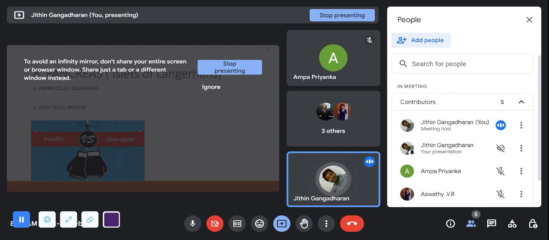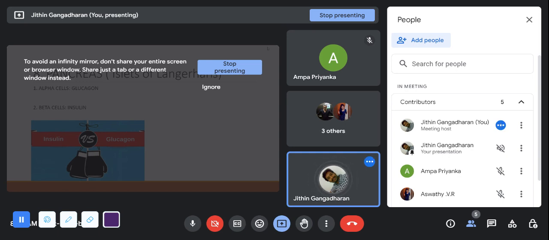In the islets of Langerhans, we have alpha cells as well as beta cells. We have explained it, right? The alpha cells produce glucagon, whereas the beta cells produce insulin.